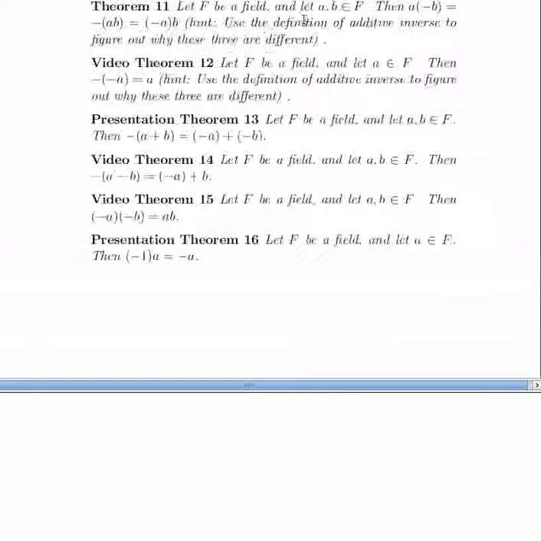Trying to show that the additive inverse of A times the additive inverse of B is equal to A times B. And for this, I'm going to eventually use the thing that we've already proved before, which is this. If you really want to see that we have proved it before, you can look and see this.